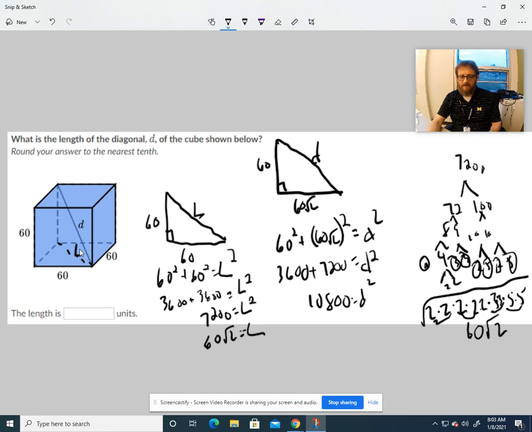And now here's the thing. Normally I would talk about simplifying the square root. However, look at your answer. They want it rounded to the nearest tenth, so they don't want us to simplify it.